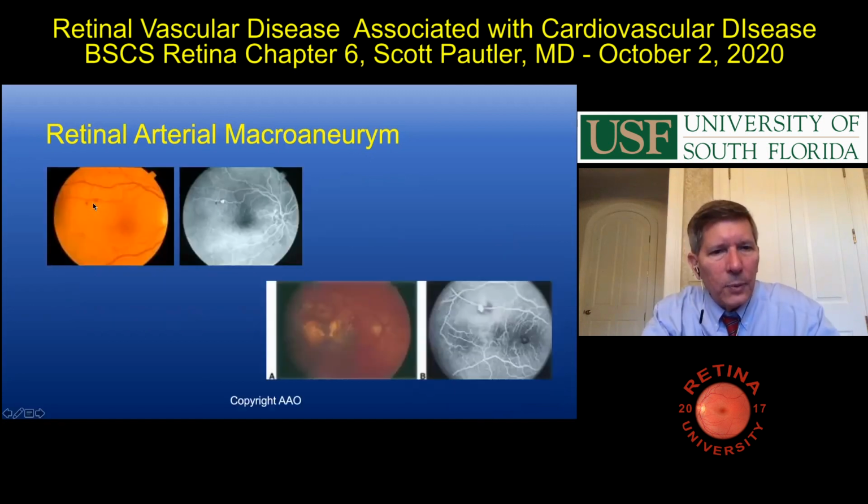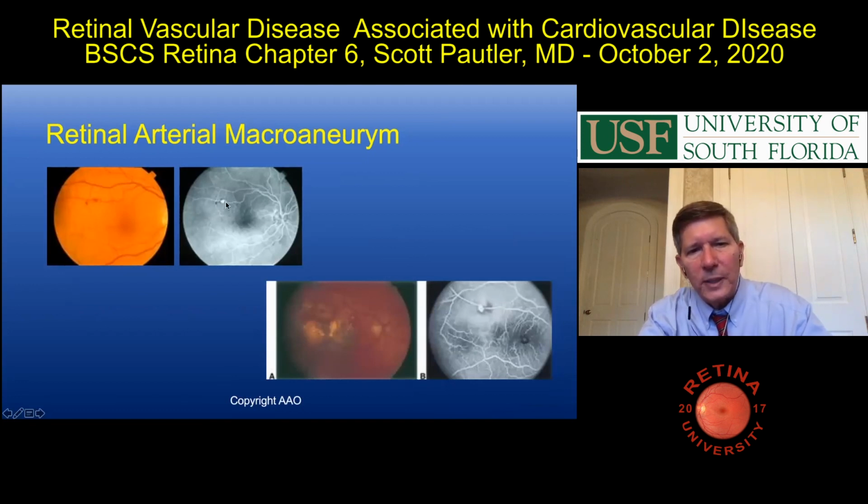So here we go. Upper left side, you have a little macroaneurysm, a little associated hemorrhage, no exudates, really no symptoms at all. The fluorescein angiogram shows the macroaneurysm. This patient could be observed. There's nothing you have to do. You want to be sure their blood pressure is managed, but there's nothing you have to do for the macroaneurysm.